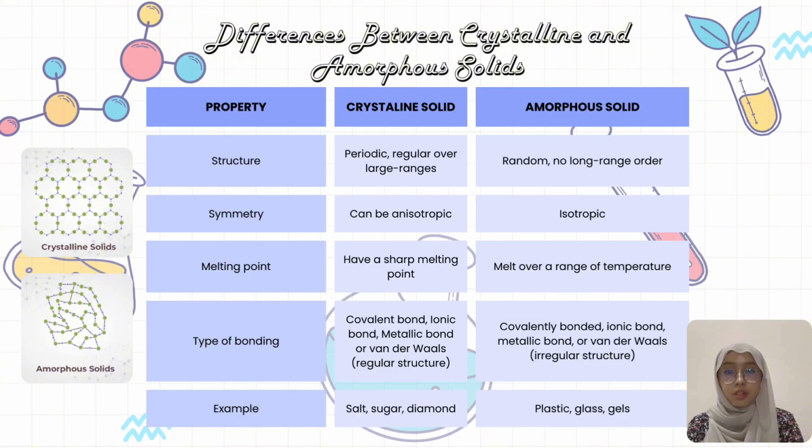For the melting point, crystalline solids have a sharp and well-defined melting point. However, amorphous solids do not melt at a single temperature. Instead, they soften and melt over a range of temperatures.